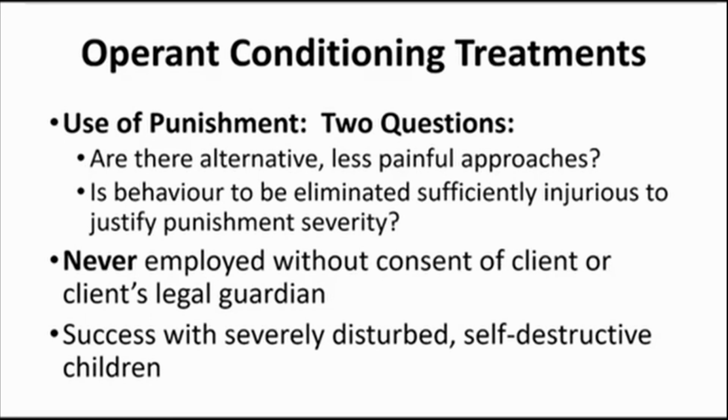But in some cases, this behavior can be sufficiently problematic, can cause harm to the individual doing it or to other individuals in the area, where it justifies punishment. And of course, there's the caveat that the use of punishment never happens without the consent of the client, the person who's doing the behavior and being punished, or the client's legal guardian. That's in place in case people are employing punishment for those who aren't capable of being their own advocate.